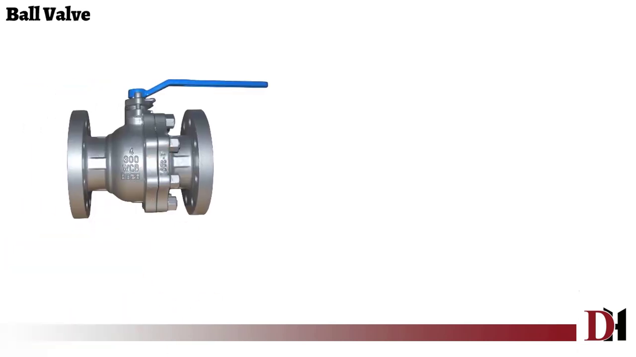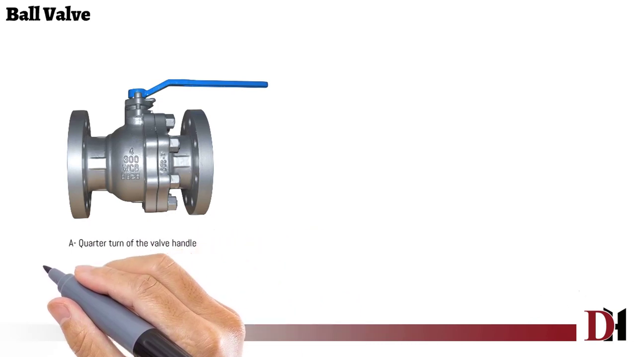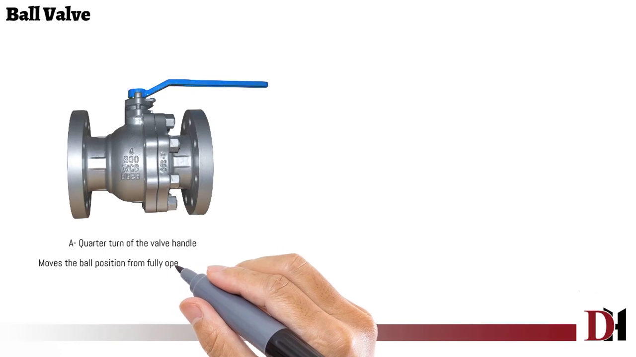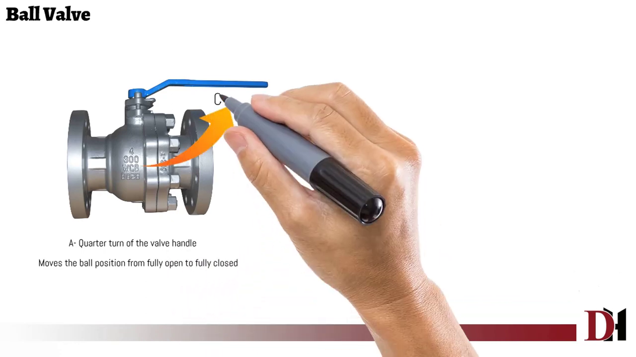Now, one by one, we will discuss symbols with modifier for each valve type. First, ball valve. A quarter turn of the valve handle moves the ball position from open to close. Ball valve can be used for throttling.